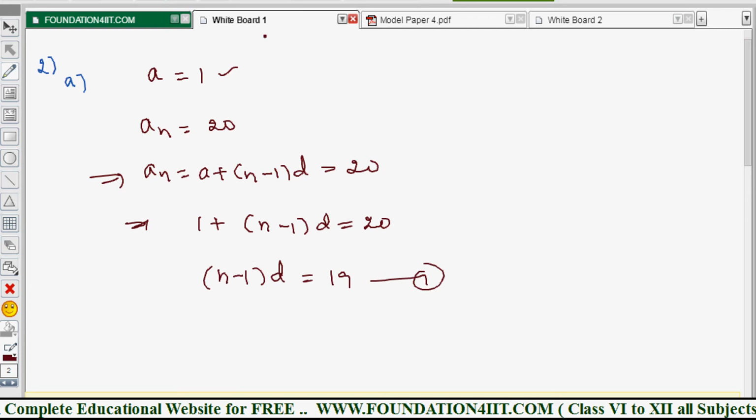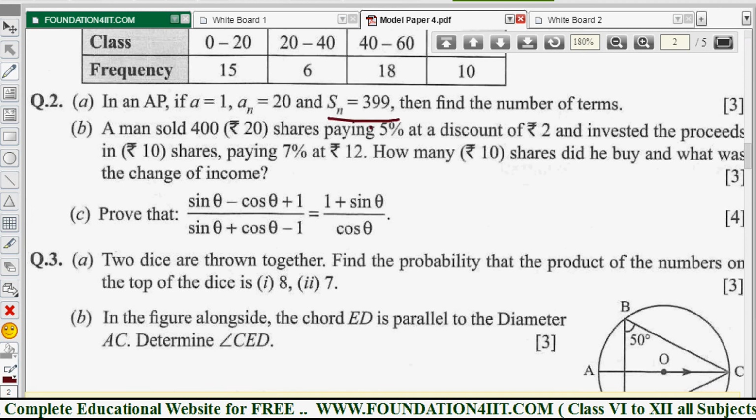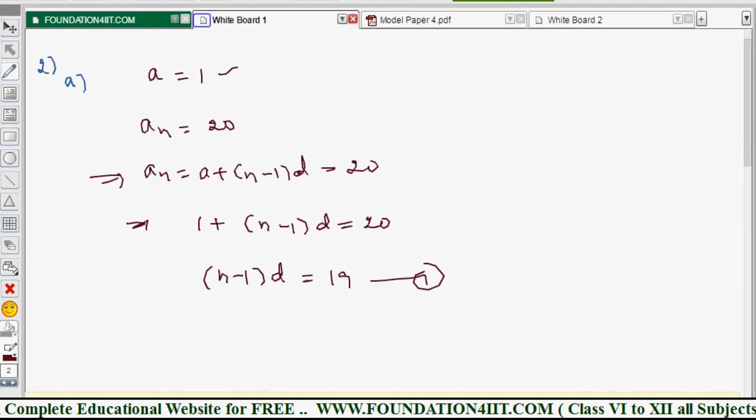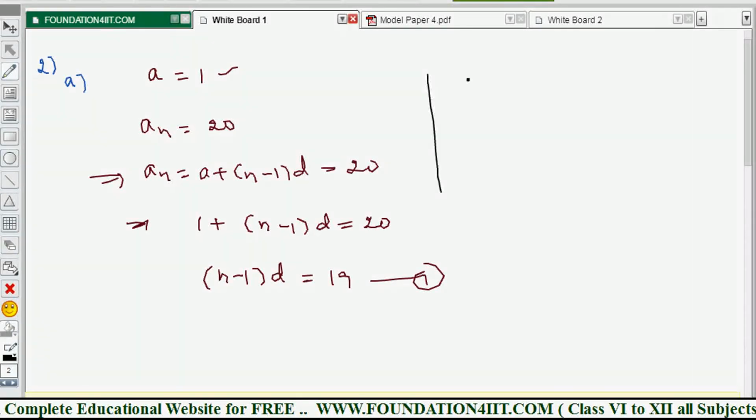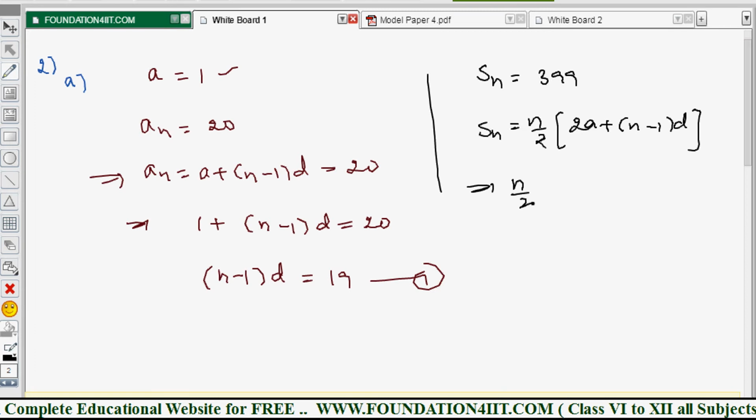Now one more value is given, that is Sn. Sn is equal to 399. Now solving here, the sum of n terms. So Sn is equal to 399, and the Sn formula, sum of n terms, is n by 2 into 2a plus n minus 1 into d, right? This is the formula. Now n by 2 as it is, 2 into the a value, which is 1. So 2 plus n minus 1 into d, that is equal to 399.